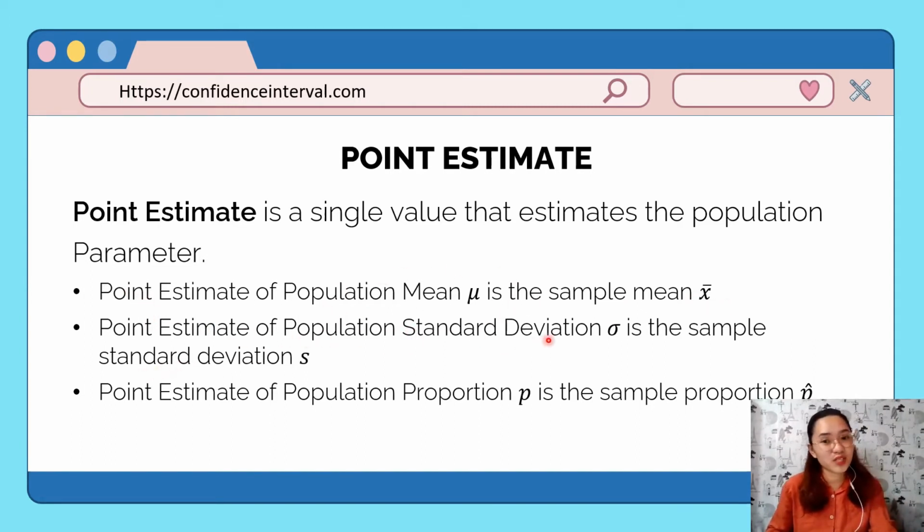Point estimate of a population standard deviation is the sample standard deviation, and the point estimate of population proportion is the sample proportion. Although most often it is not the actual population parameter, it does serve as a good point estimate. For any random sample, we all know that sample statistics vary or fluctuate or differ from sample to sample. That's why it is better to use interval estimation in estimating your population parameter. Let's understand what an interval estimation is.